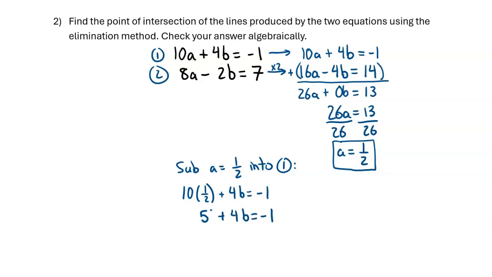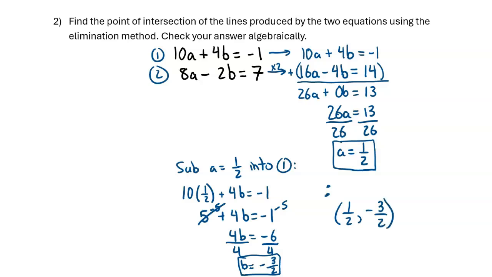I want to bring the 5 to the other side to get the b by itself. So I get 4b equals -6, and I divide by the coefficient in front of the b term to get negative 6 over 4, which simplifies to negative 3 over 2. So that's my solution to that system of linear equations. And if I was to graph this with a as the x-axis and b as the y-axis, the point of intersection, the POI, is 1/2, negative 3 over 2.